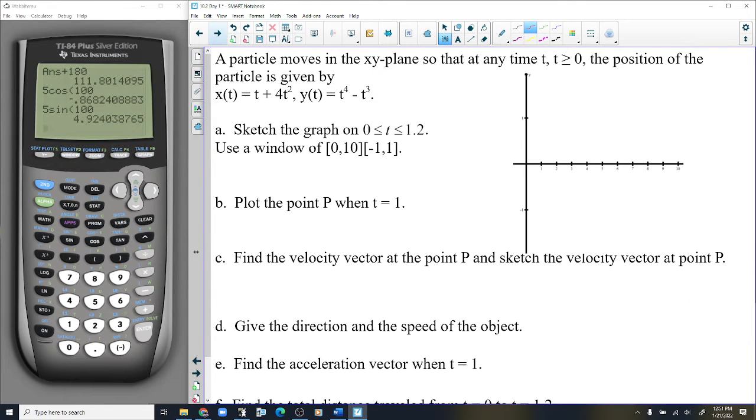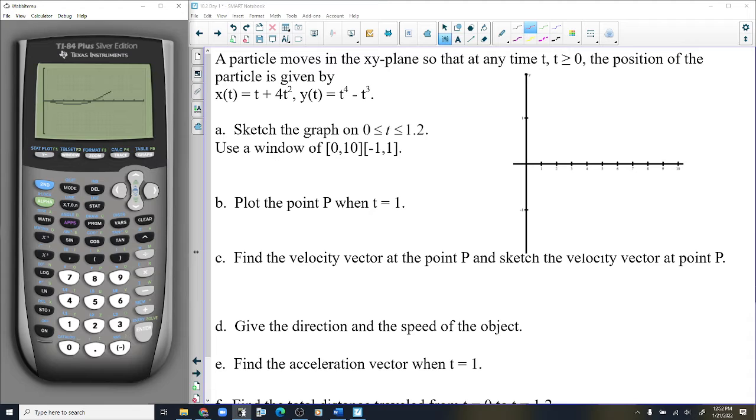A particle moves in the xy plane so that at any time t greater than 0, the position of the particle is given by those functions. Sketch the graph from 0 to 1.2. Let's go mode, parametric. Let's go y equals t plus 4t squared and t to the 4th minus t to the 3rd. And our window is 0 to 1.2, and then 0 to 10, and negative 1 to 1.